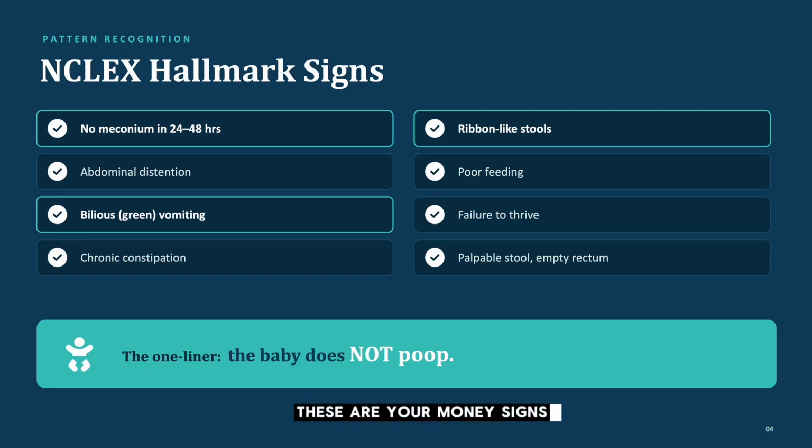These are your money signs. If you own this slide, you own the recognition question. The single biggest clue, the one I want tattooed on your brain, is failure to pass meconium within 24 to 48 hours of birth. A healthy term newborn passes that first sticky black stool in the first day or two. Full stop. When a stem tells you that a newborn hasn't stooled by 48 hours, Hirschsprung should jump to the front of your mind before you even finish reading.